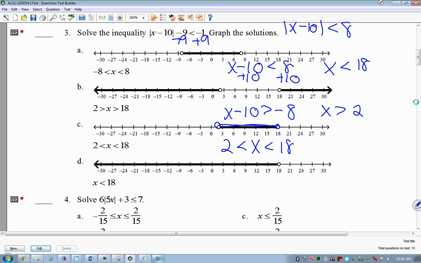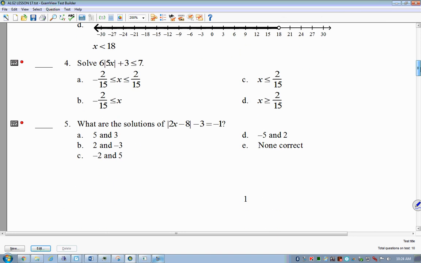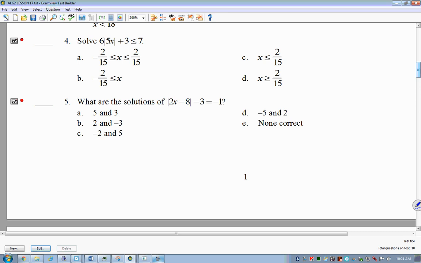All right, let's look at number 4. If my cursor will quit thinking. There we go. All right, we should be getting a little bit better at this. What's the first step in isolating the absolute value on number 4, though? Do I divide or do I subtract first? Subtract. Good.